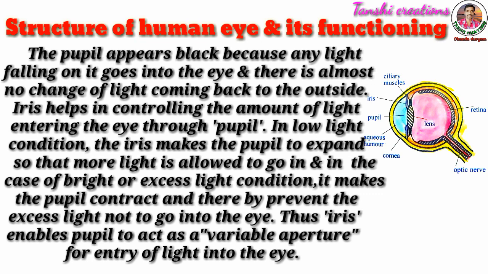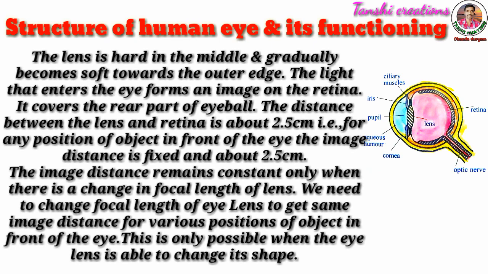In low light condition, the iris makes the pupil expand so that more light is allowed to go in, and in the case of bright or excess light condition, it makes the pupil contract and thereby prevents the excess light from going into the eye. Thus, the iris enables the pupil to act as a variable aperture for entry of light into the eye.